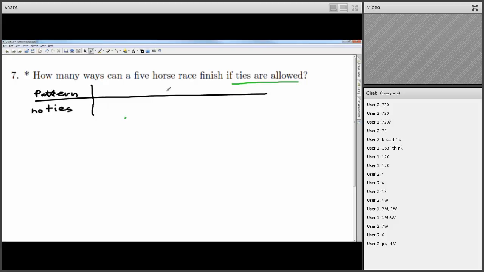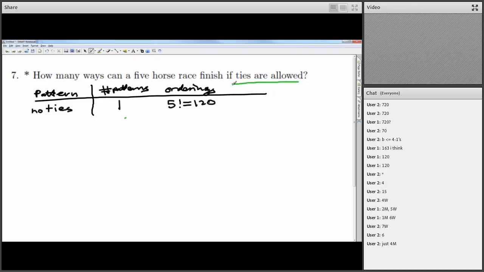Then we're going to have some orderings for it. So I have patterns, and I have to talk about the number of patterns you might want to consider. I'll explain more what I mean by that in a second. For no ties, there's really just one way of getting no ties. The number of orderings would be, as I said, 5 factorial, which is 120.